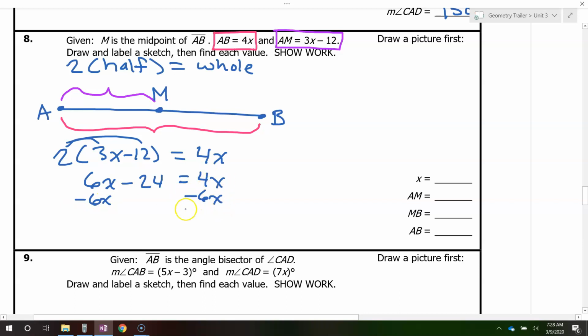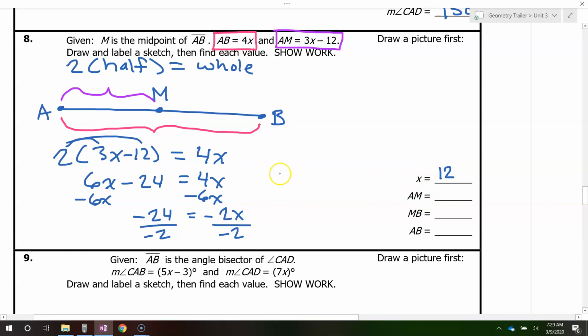All right, that's going to give me a negative number, but that's okay. So I will get negative 24 is equal to negative 2x. And then when I divide both sides by negative 2, that's going to leave me with x is equal to positive 12. So x is equal to 12.